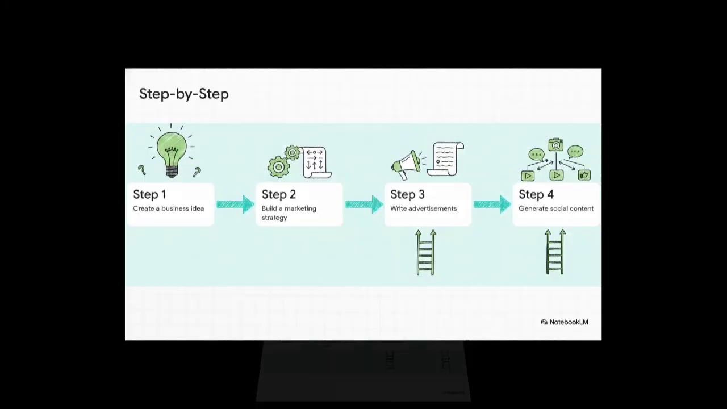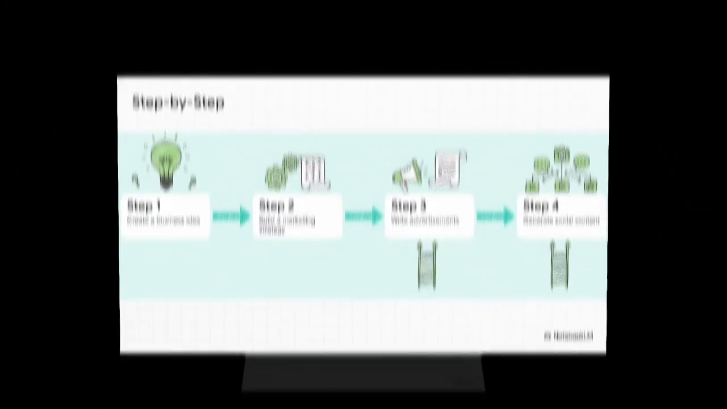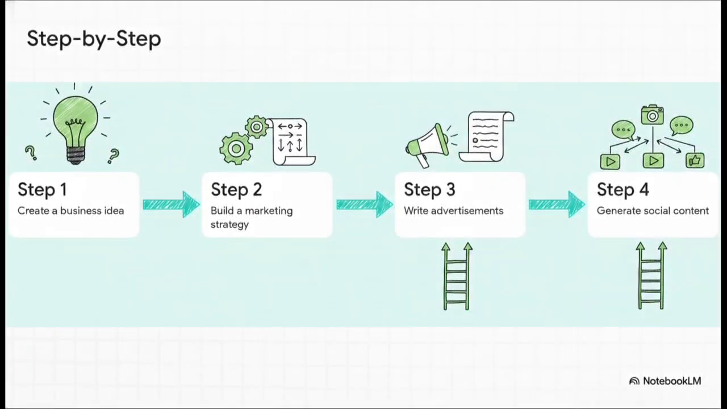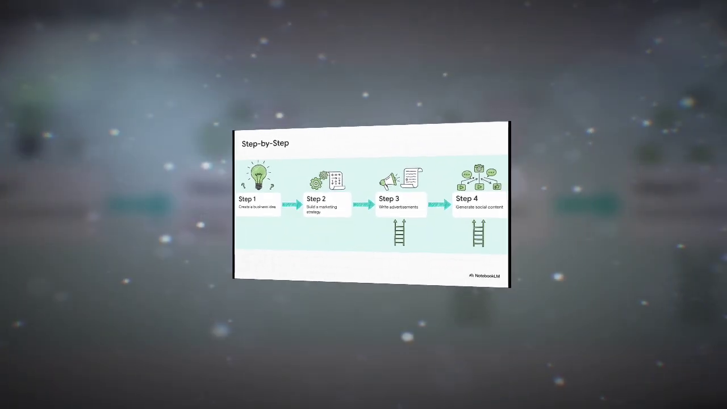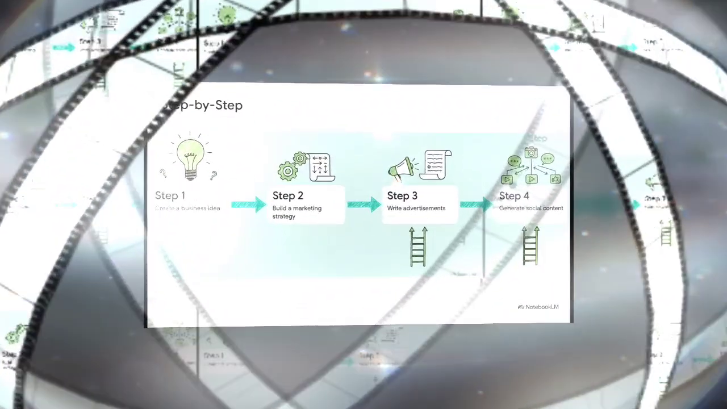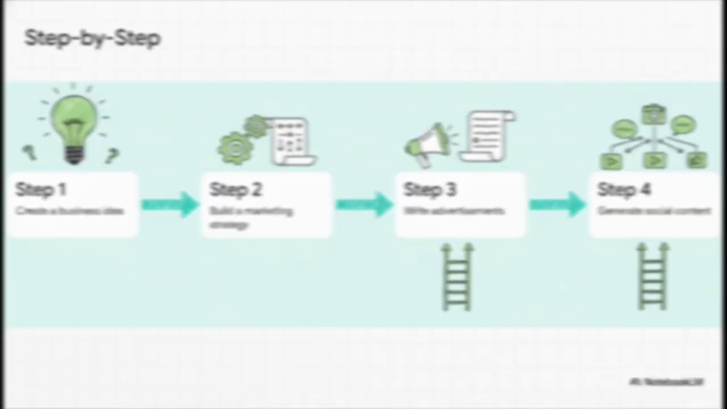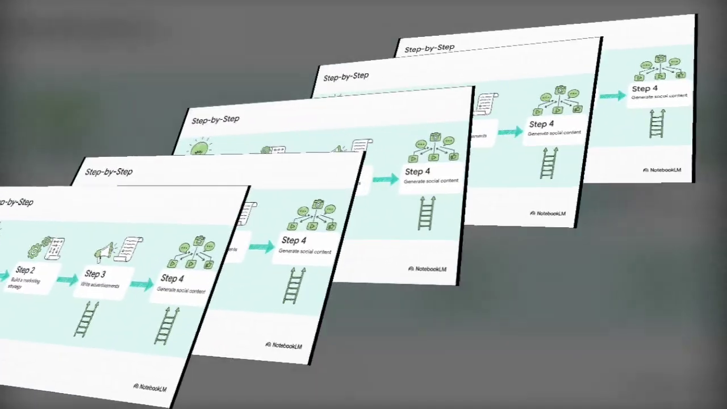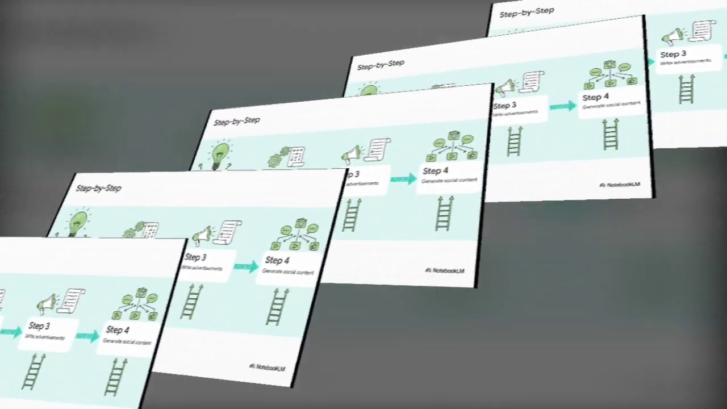So, one of the easiest traps to fall into is asking the AI to do a massive project all at once. Don't do that. If you've got a huge group project, you've got to use step-by-step prompts. Step 1, create a business idea. Then, once you're happy with that, you move to Step 2, build a marketing strategy. Then Step 3, write the ads. Finally, Step 4, generate social media content. Breaking things down into these sequential chunks keeps the AI from getting confused, and it produces way higher quality results.